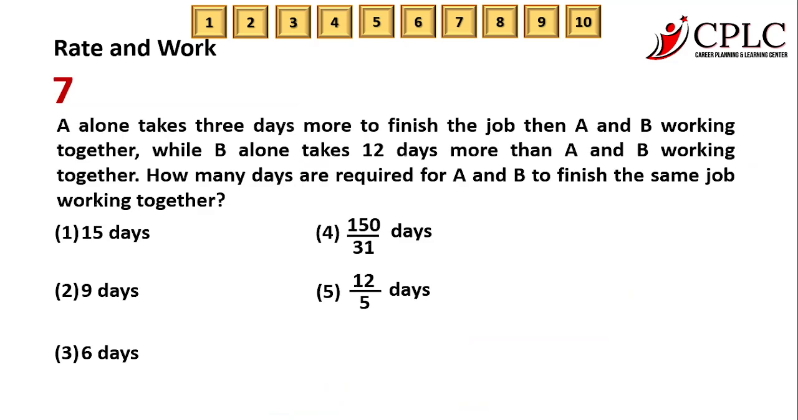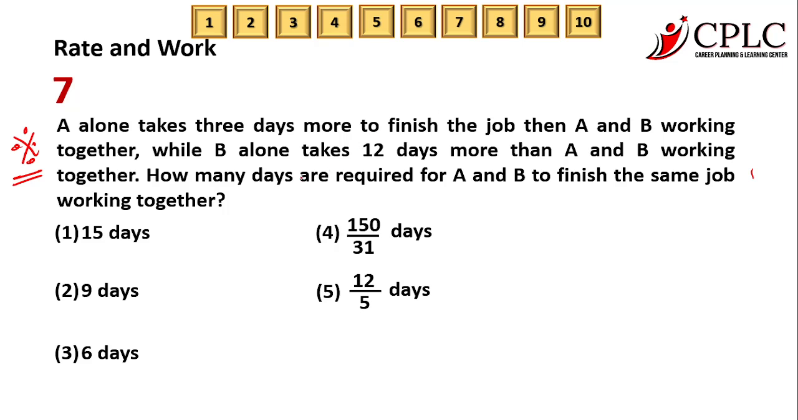Let's look at the next one, question number 7, which says A alone takes 3 days more to finish the job than A and B working together, and B alone takes 12 days more than A and B working together. Then how many days are required for A and B to finish the same job working together? Now, this is one of the very important types of question. There is a standard shortcut formula for such questions, but again, you'll have to remember the language, and that language has to be exactly the same way that it is given right now. Only thing that will change is the numbers, the values.